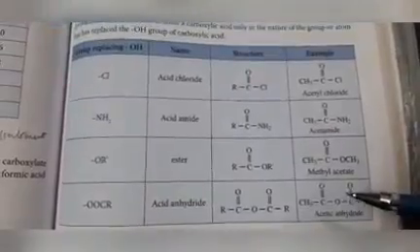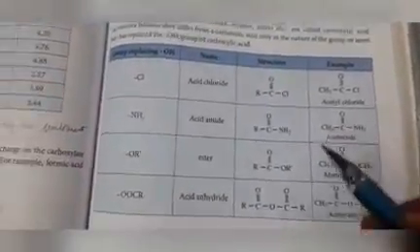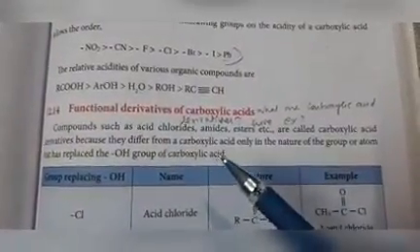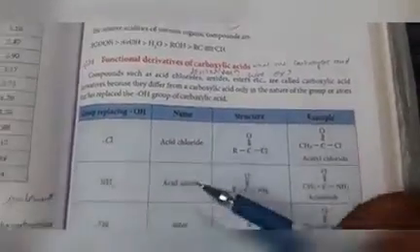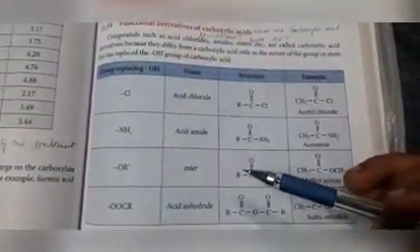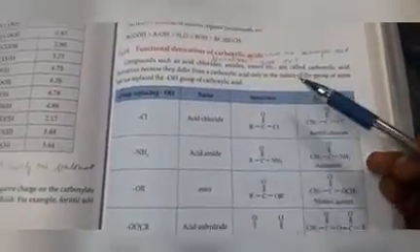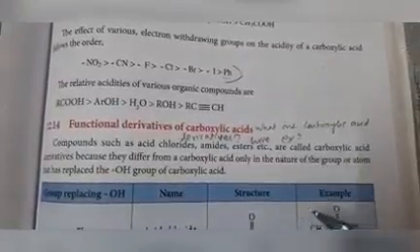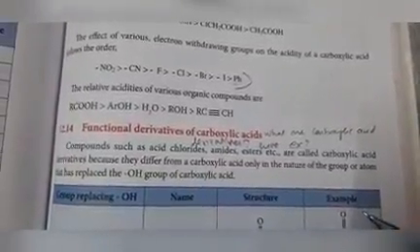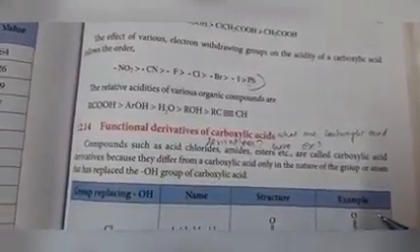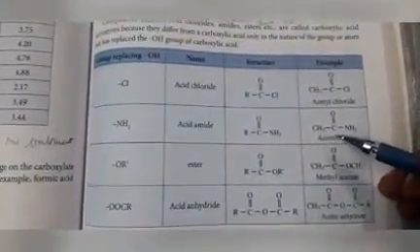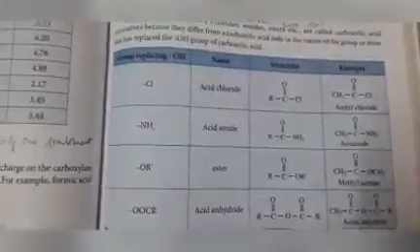So, one example is given. From the acid we can derive these 4 compounds. That is called functional derivatives of carboxylic acids. Compounds such as acid chloride, amide, ester and acid anhydride are called carboxylic derivatives because they differ from the carboxylic acid only in the nature of the group or atom that has replaced the OH group of carboxylic acids. All these 4 compounds are obtained by replacing the OH group by this substituent.